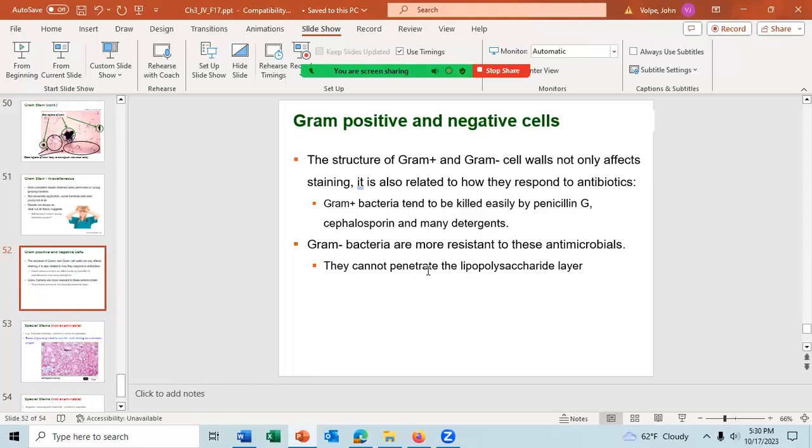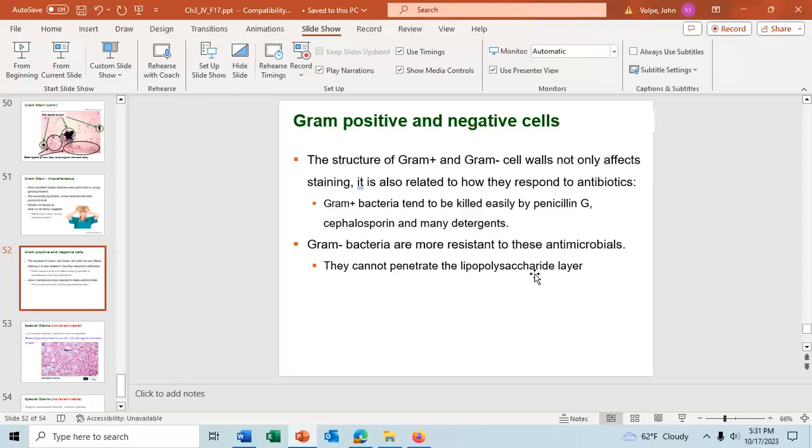So gram-negative bacteria are more resistant to at least these antimicrobials: penicillin G, penicillin V, the cephalosporins. And that's simply because they cannot get into the cell through the outer membrane of the cell wall of the gram-negative cell. And that's the lipopolysaccharide layer. Any question about that? Does that mean the gram-negative cells are harder to kill with antibiotics than gram-positive cells? Not really, because there are different antibiotics.